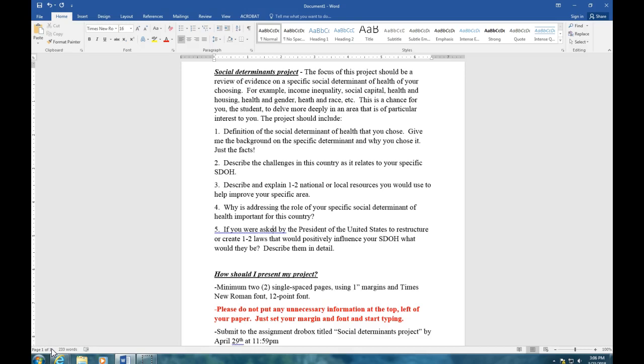The first thing that you're going to do is give me the definition of the determinant that you have chosen, and a little bit of background information on that specific determinant and really why you chose it. I'm looking for some factual information about that social determinant and how it relates in this country.